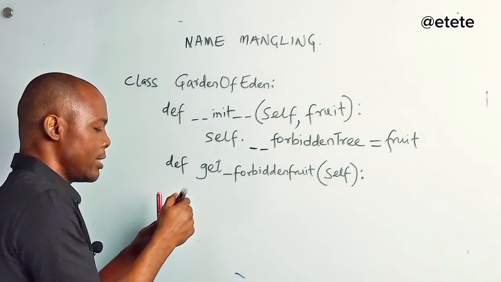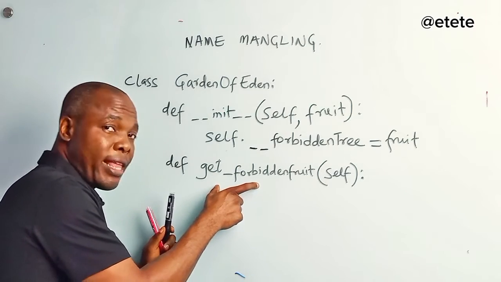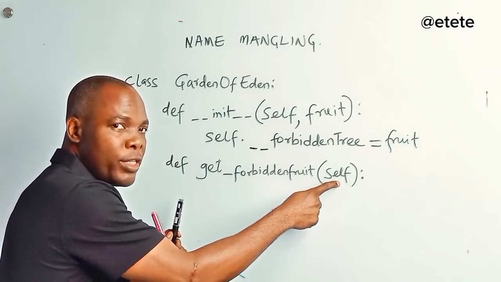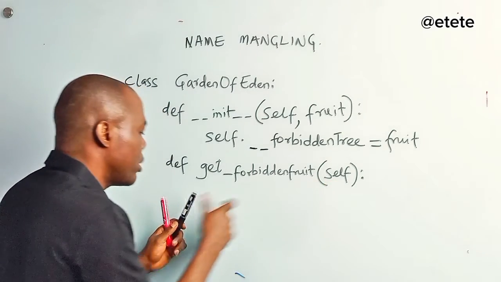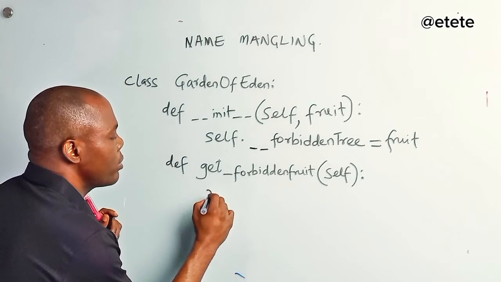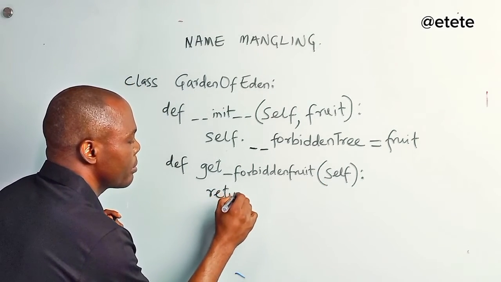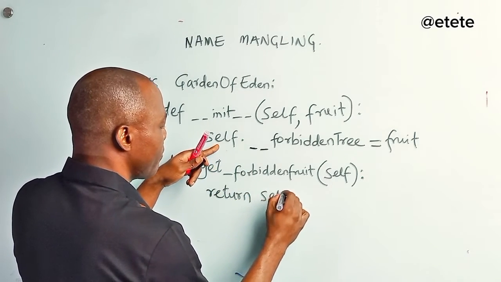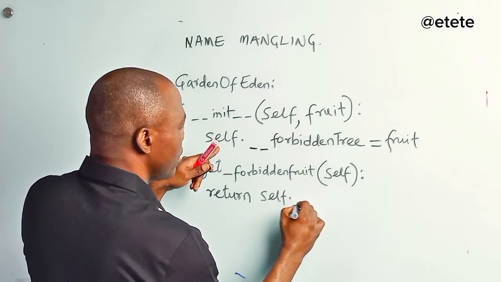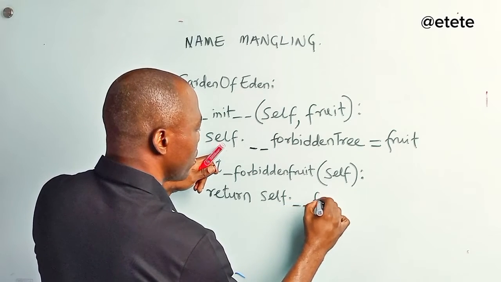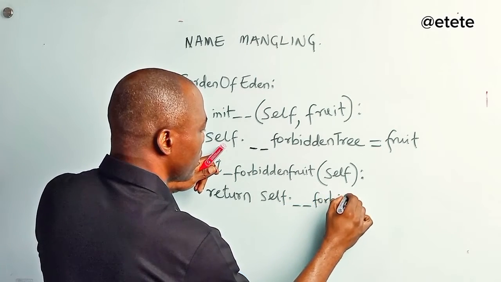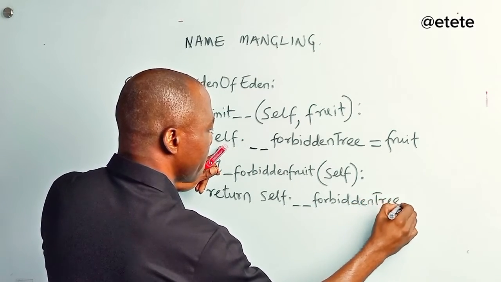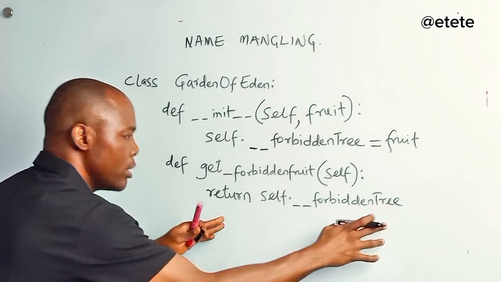So this is a getter method, but it's an instance method because it's referencing the self, which is the object that they're going to create. And then what is this? What am I to do with this? I will just say return this, which is what? Self dot double underscore forbidden tree. Right? Now, this is what is to do.